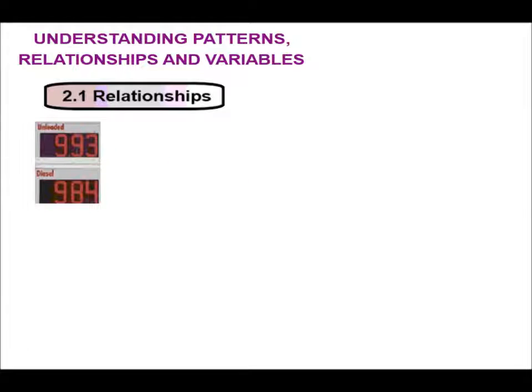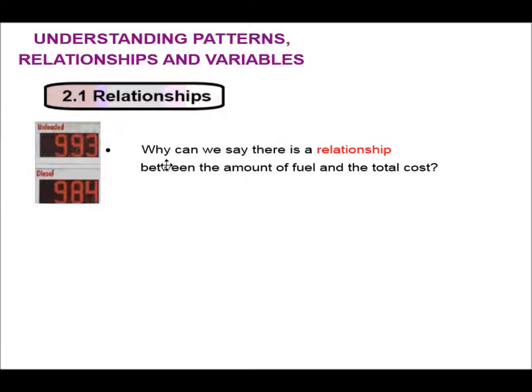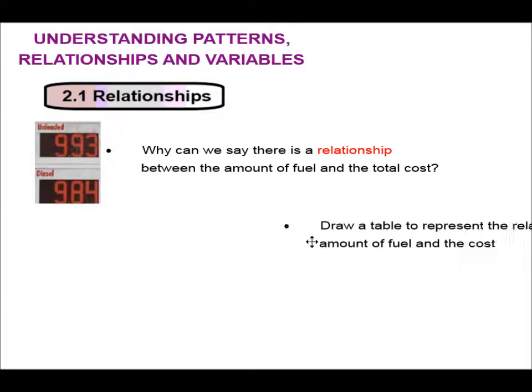This shows us that unleaded petrol costs R9.93. That was in the good old days. Diesel is R9.84. Why can we say there is a relationship between the amount of fuel and the total cost? Well, if we put in fuel, we have to pay a price. So that is why we say there is a relationship.